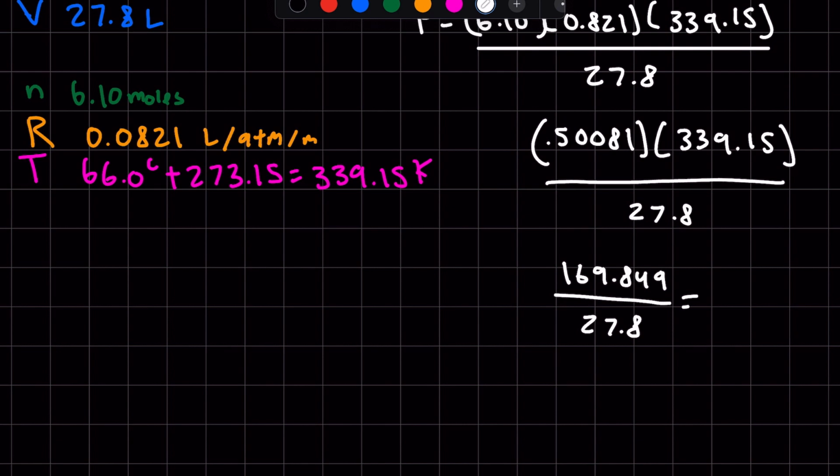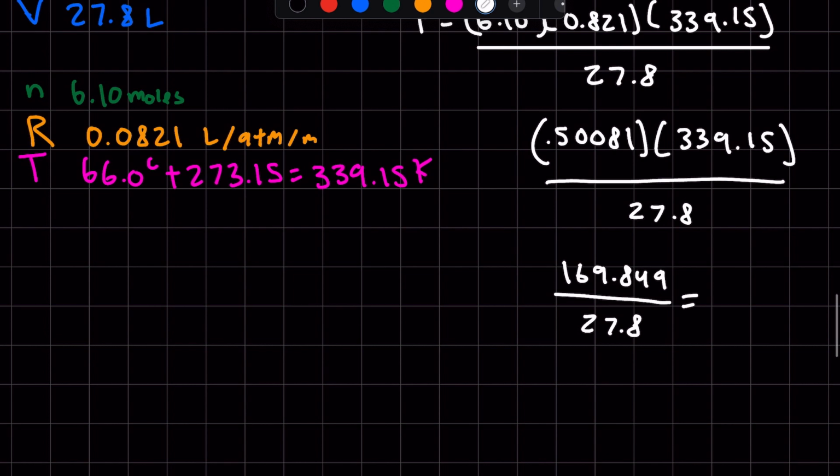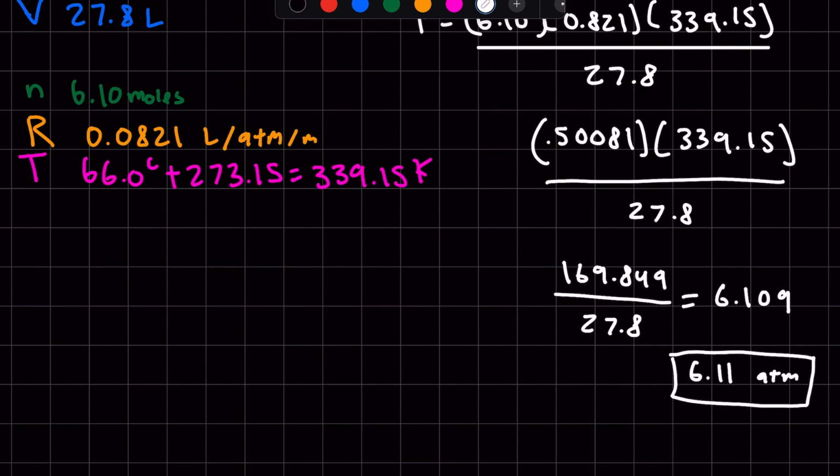And then we can go ahead and divide that, 169.849 divided by 27.8, and that's going to give us our final answer of 6.109, or if we want 3 sig figs, we can round up to 6.11 atmospheres. This is our pressure. Now if we want to rewrite the equation, we could, but I'm not. It's just going to be 6.11 atmospheres, and that's our final pressure.